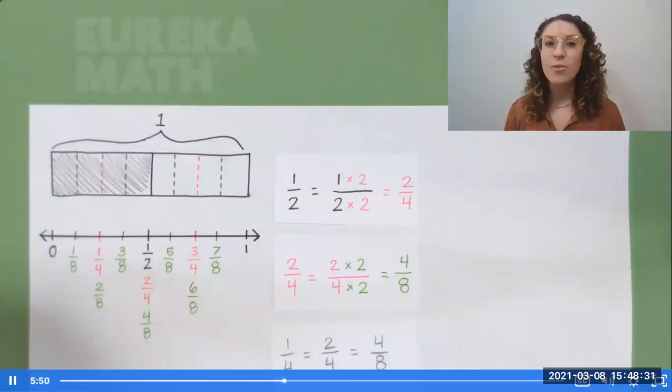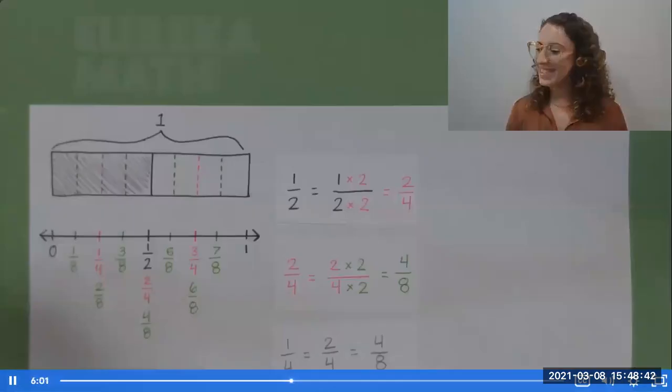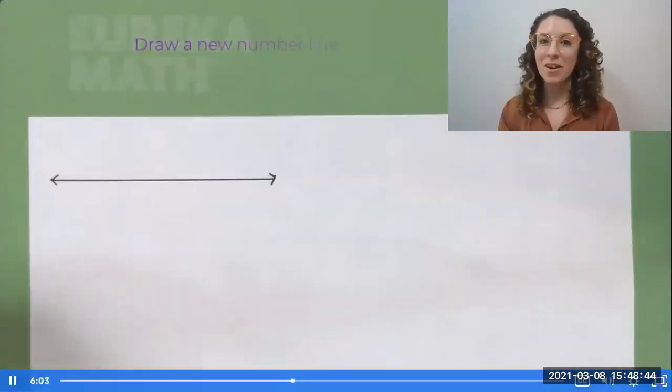Great job so far. We're going to keep practicing with number lines. You can continue to visualize the tape diagram in your mind as we go if it's helpful for you. Find space for the next problem. Draw a new number line. Partition this number line into thirds.